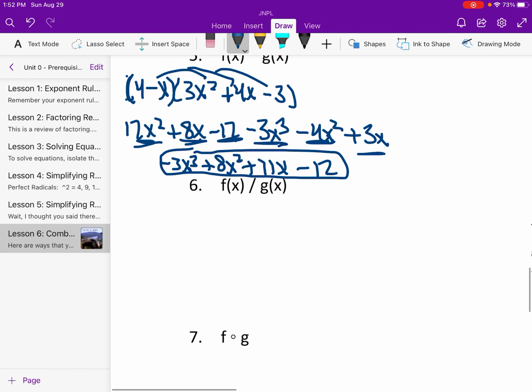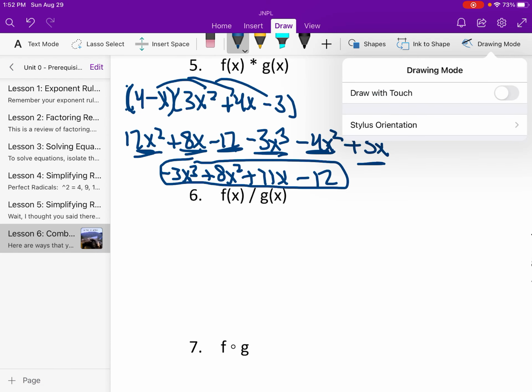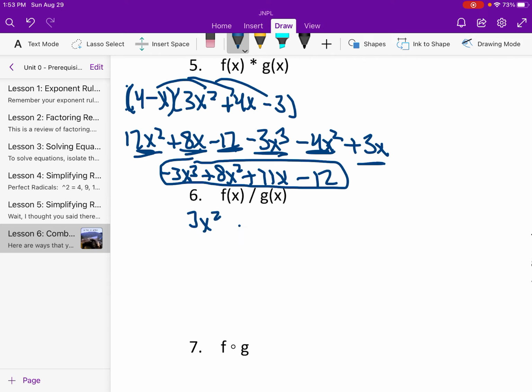Now we need to divide them. And this time you can't choose the order when you're dividing. You could when you're adding, you could when you're multiplying, but you can't when you're subtracting or dividing. You get a different answer. So the f of x has to be on the top, and then g of x on the bottom.